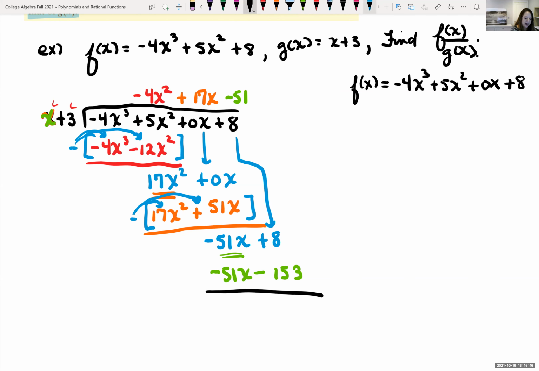Again, we got to subtract off this value. So a negative 51x plus a 51x cancels. And an 8 plus a 153, that's going to give me a 161. So notice 161 is my remainder. The degree here is 0. It's less than the degree of my divisor, which is 1.